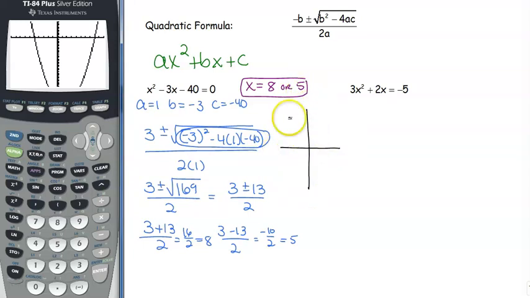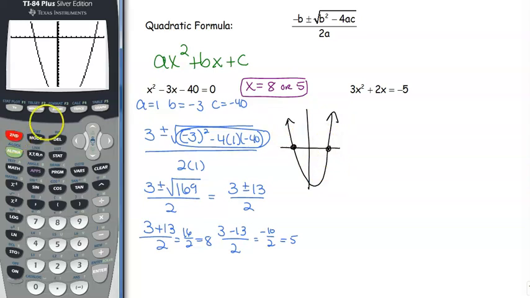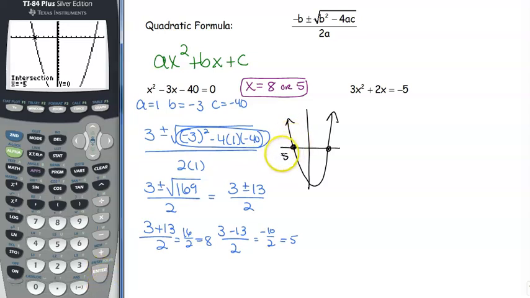And we see that our graph is opening up, which we would have been able to tell from our a value. We have our two intercepts. Go to second trace, we find the intersection between the line, and then our second curve, we should have 0 and y2. And we get that our first one is at negative 5, 0.